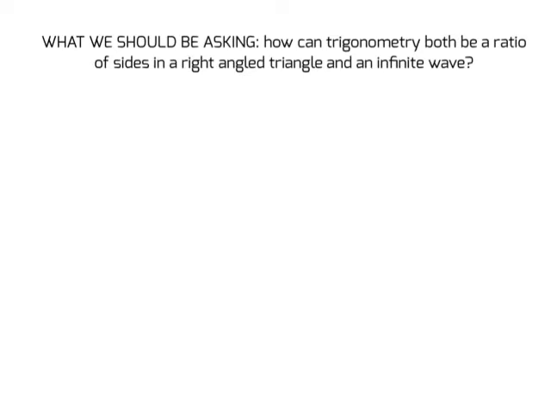So this generates a question. How can something be both about the ratios of sides in a right-angled triangle, but also be a representation of an infinite wave? There's a dichotomy between those two concepts. They don't match up. So how do we get them to match up? That's what A-Level is all about. We can't just sit things in boxes anymore. Things can't just be because. There has to be a reason, and that reason is something called the unit circle.